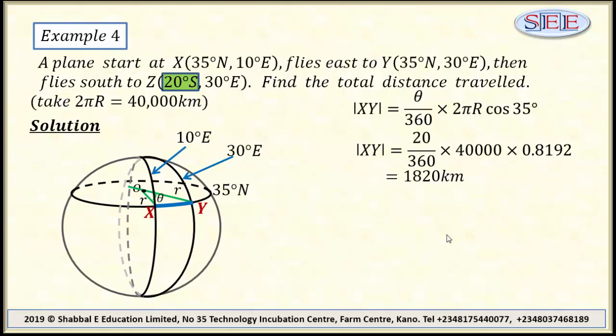Look at the 30 degrees east, meaning it is on the same longitude as y. You can see the longitude of y is 30 degrees east, and the longitude of z is also 30 degrees east, which means the plane now moves along the same longitude. So we now try to draw the latitude 20 degrees south, and we try to mark the position of z in the point z. Look at it. That z is on the same longitude as y, which is 30 degrees east.